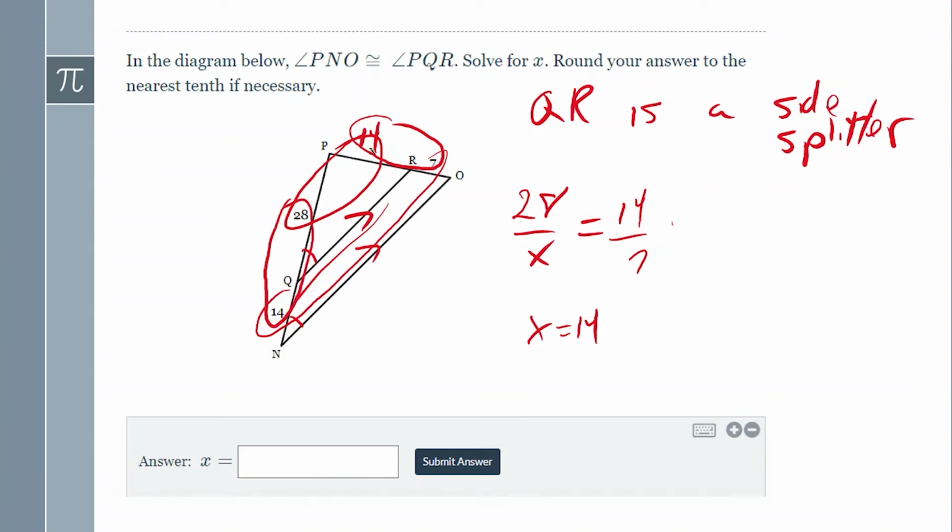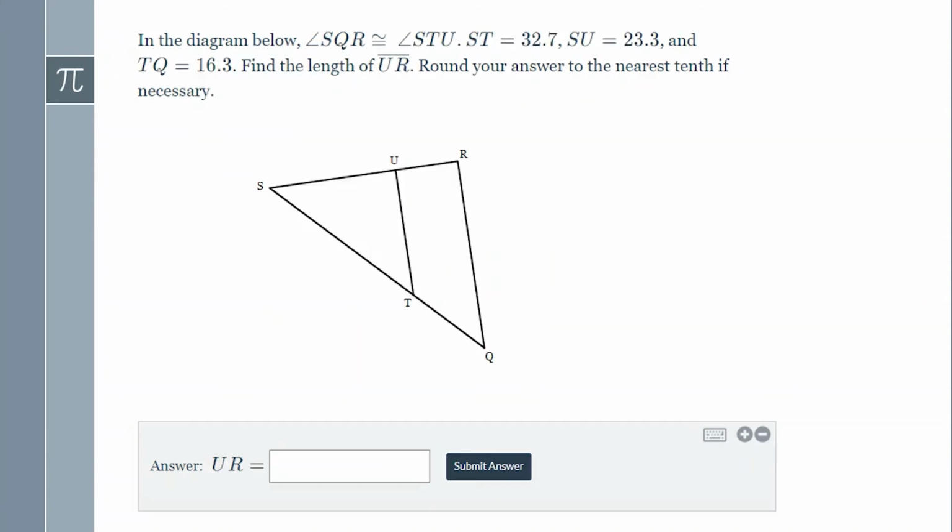All right, let's look at another side splitter problem from Delta Math. Now this one, it's essentially the same idea. They just give everything to you in words. All right, so angle SQR is congruent to STU. Therefore, these lines are parallel. Therefore, ST is a side splitter. Now, it's not a midsegment because it doesn't say anything about U being a midpoint, but it is a side splitter. And ST is the length of 32.7. SU is 23.3. TQ is 16.3. Find the length of UR, we'll put an X.